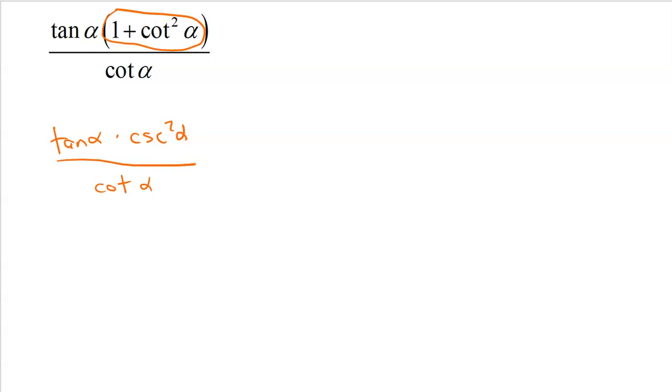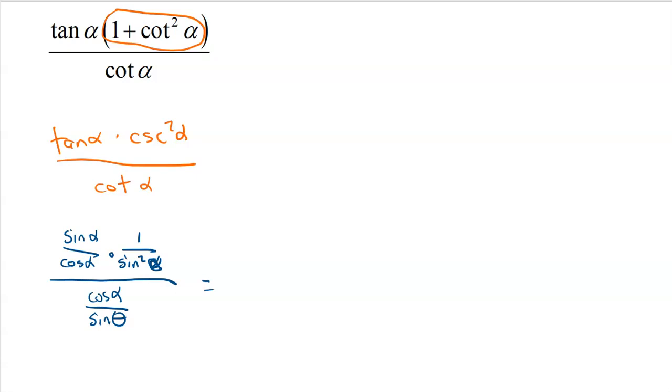So now I'm thinking, well, what do I do now? I don't know what to do. Sometimes when you're completely stuck, change everything to sines and cosines and cross your fingers. Tangent is sine of alpha divided by cosine of alpha. Cosecant squared is 1 divided by sine squared of alpha. All divided by cotangent, and cotangent is cosine over sine. Okay, and right away I'm like, oh, I hate double fractions. So let's take our time with this, because I just hate these double fractions.